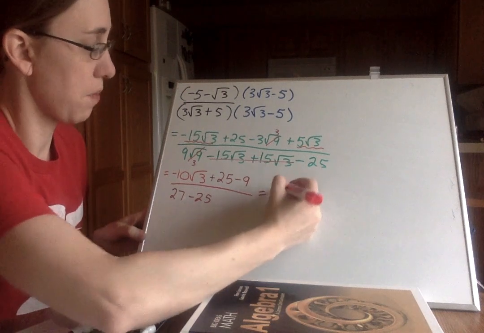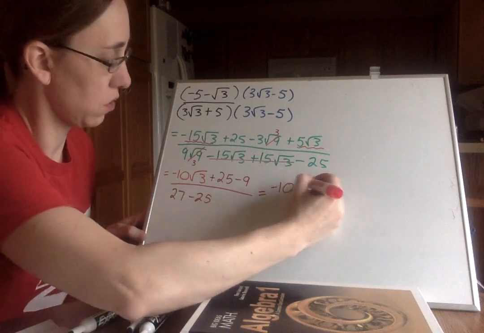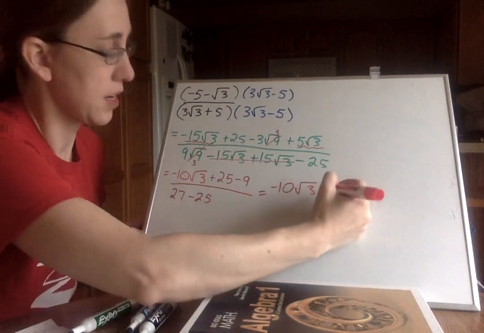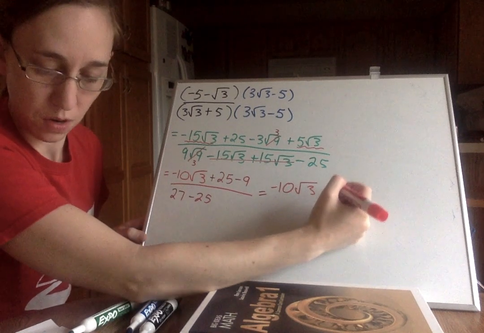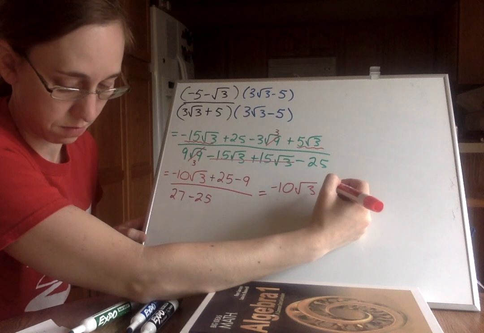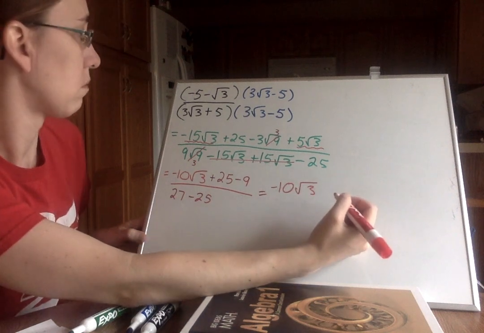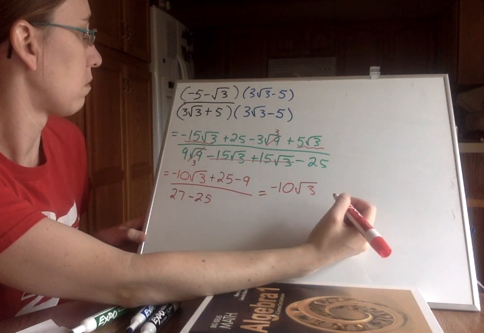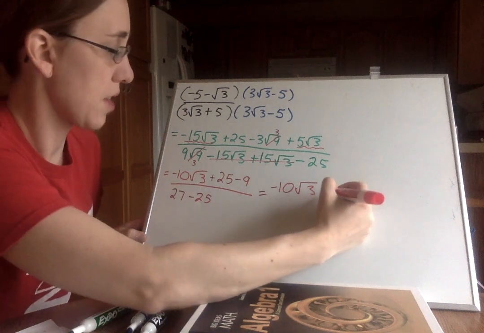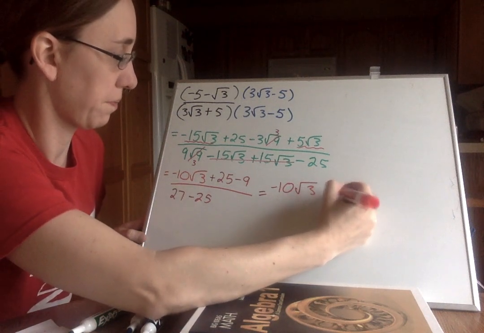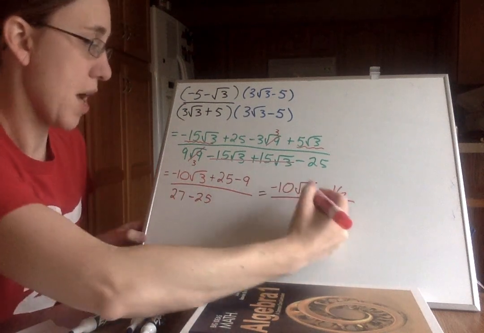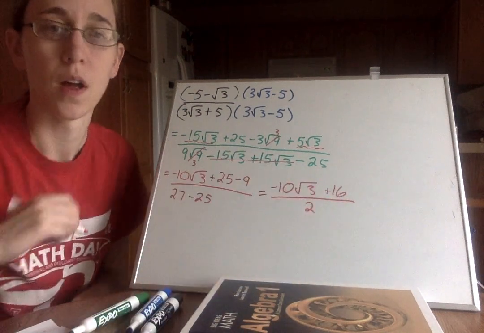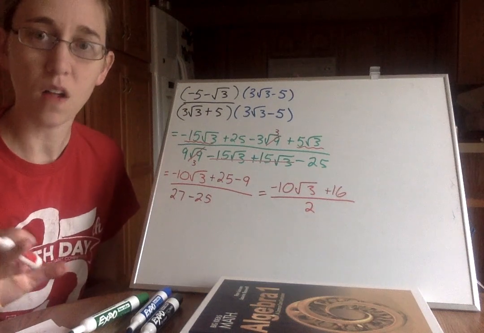Okay, now we can combine our like terms. So negative 10 square root 3, 25 minus 9, that is 16. Am I looking at my right problem? Yes. Okay, 25 minus 9 is 16. And in the bottom, 27 minus 25 is 2. Okay, so we've done all our combining.